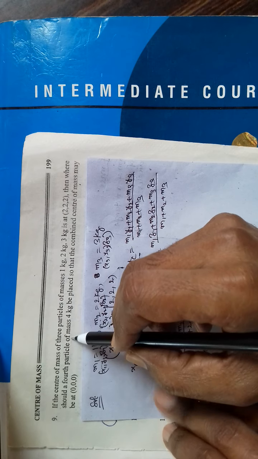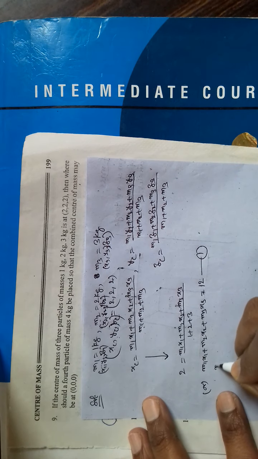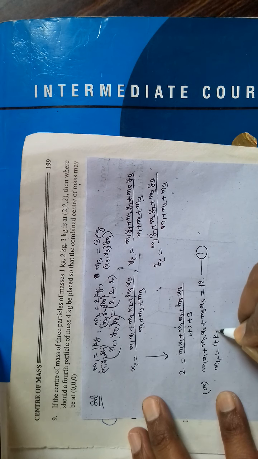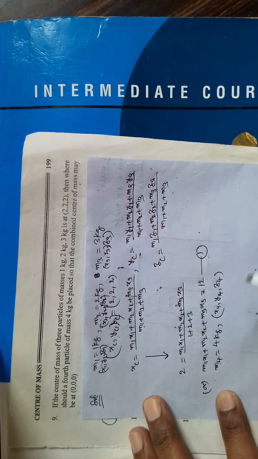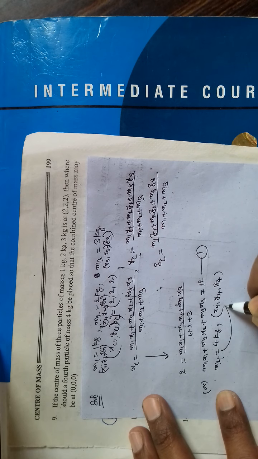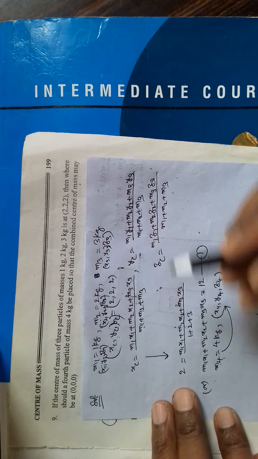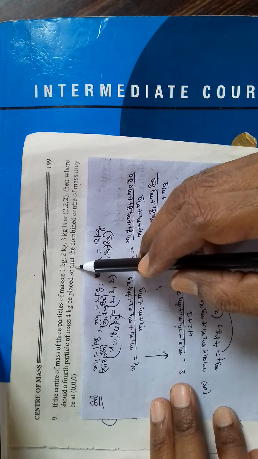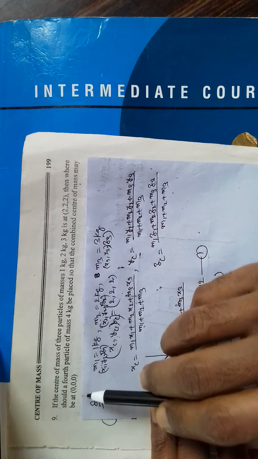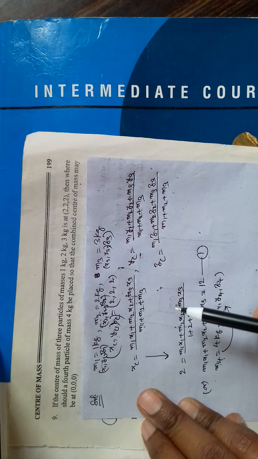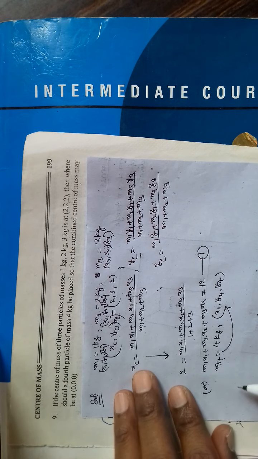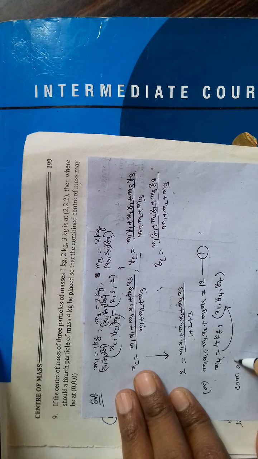Where should a fourth particle of mass 4 kg, and its coordinates are x4, y4, z4, be placed so that the combined center of mass may be at 0, 0, 0? So now 0, 0, 0 is the center of mass of 4 particles.